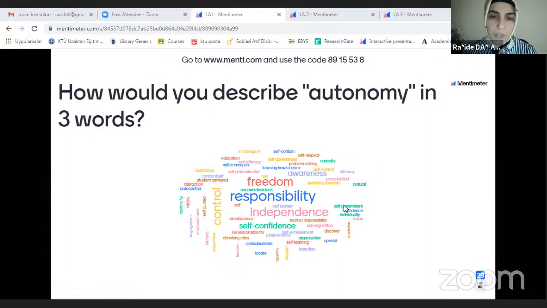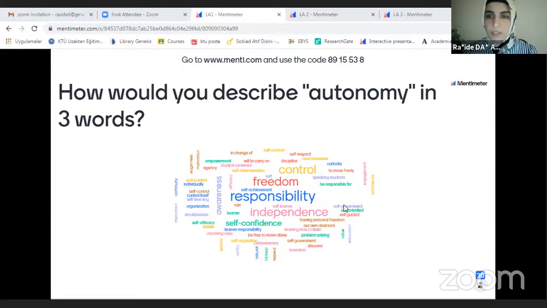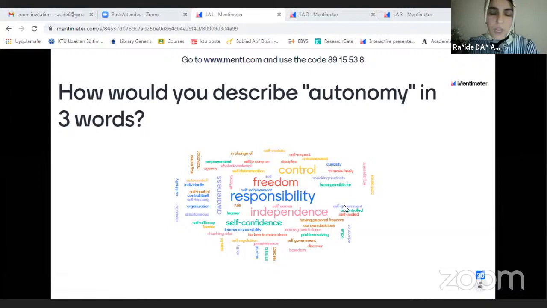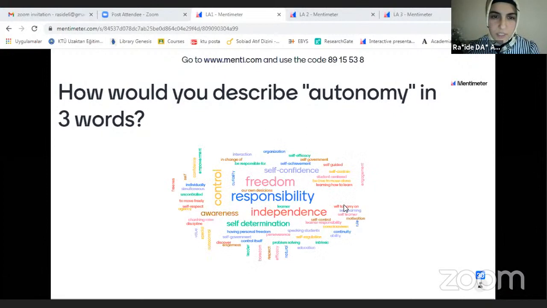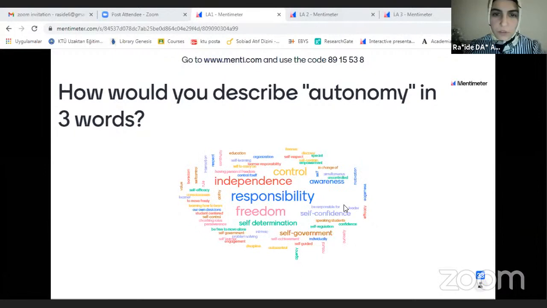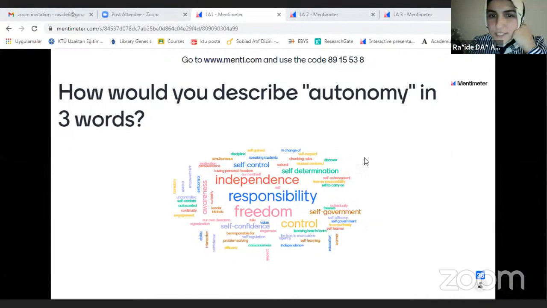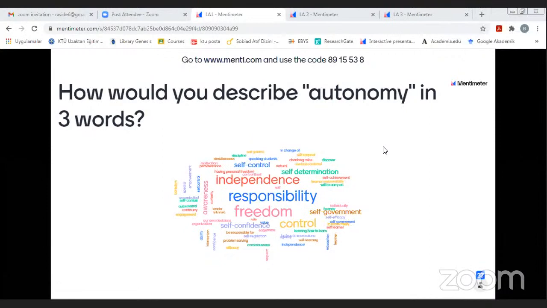So as you see on the screen, when you answer the question, how would you describe autonomy in three words, the screen is changing because your answers create this word cloud. Do you see the word cloud on the screen right now? Any feedback? I need any feedback. Can you see the word cloud right now on the screen? Yes, we can. Okay, great.